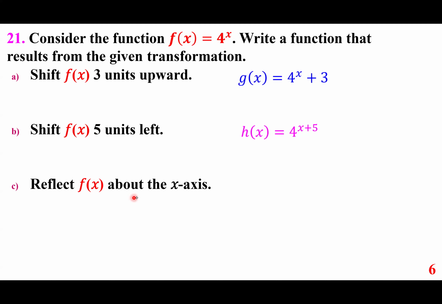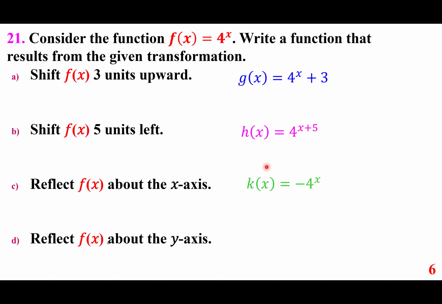Reflected about the x-axis. That means the y must change. That means you put a negative sign in front of 4^x. I'm just giving them different names. Now, same thing, but this time reflected about the y-axis. So change the x to minus x. So this time 4^(-x).